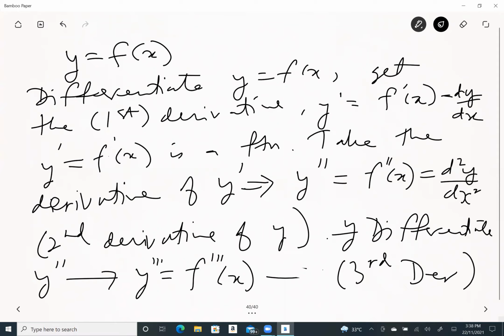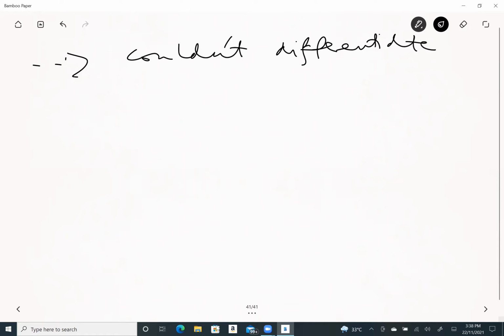Now, you can continue to get the derivative until what? Until I couldn't differentiate anymore. That means you get zero. It's finished, I couldn't differentiate anymore. So that is the end. So it can become the 100th derivative or 90th derivative, whatever.